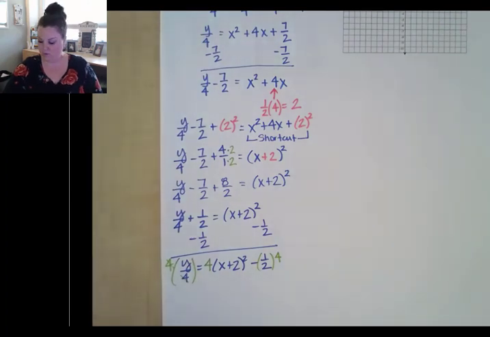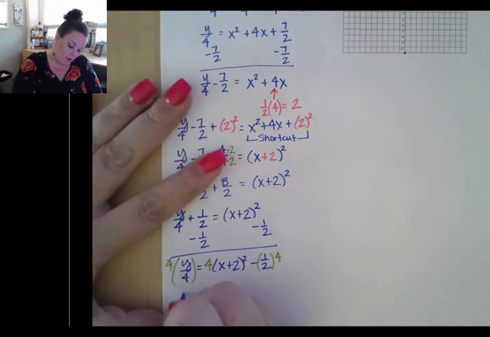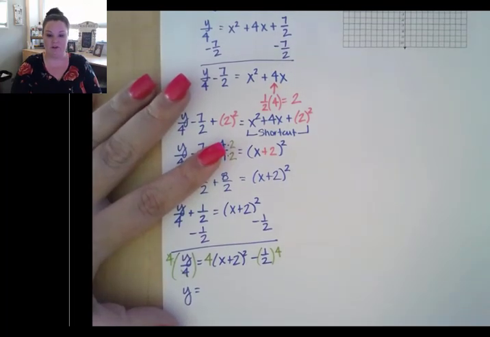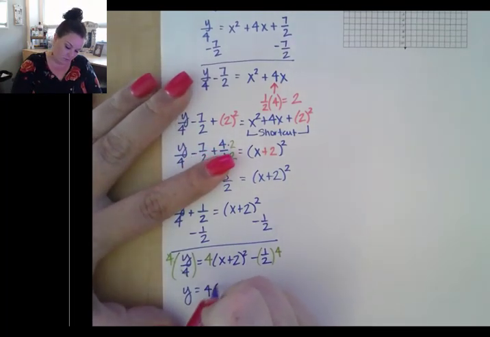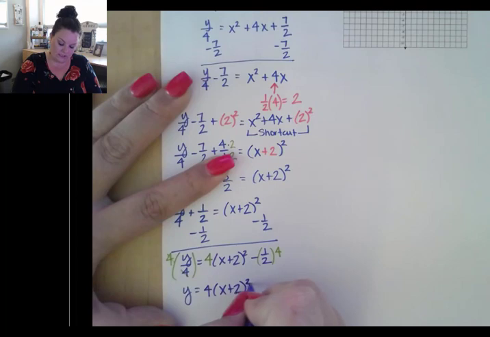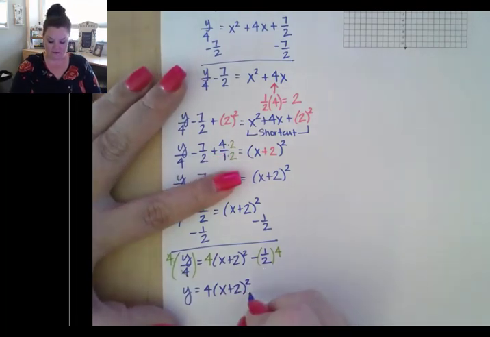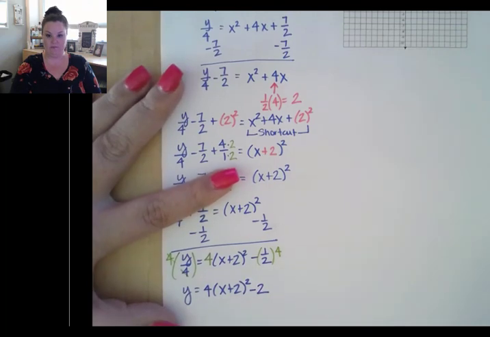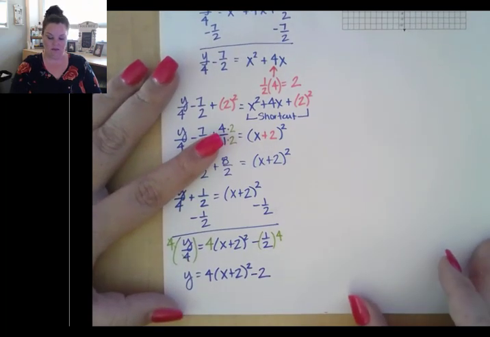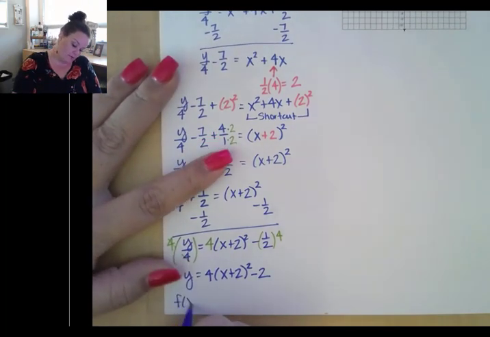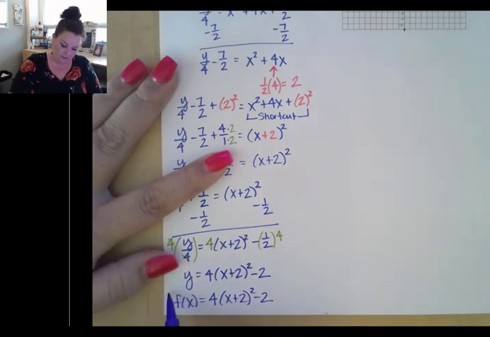Okay, so what I end up with is the y, right, which I can put back in function notation, times 4 times x plus 2 quantity squared. And then half of 4 is 2, right? And we have a negative, so this becomes negative 2. All right? And then we put it back in function notation. So f of x equals 4 times x plus 2 squared minus 2. And this is my vertex form.